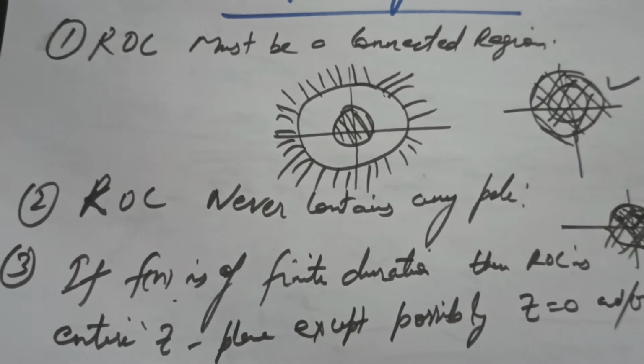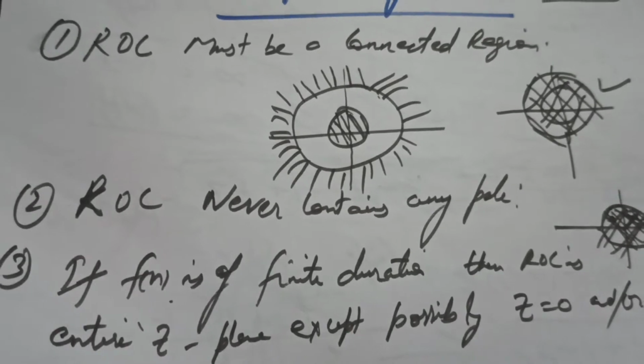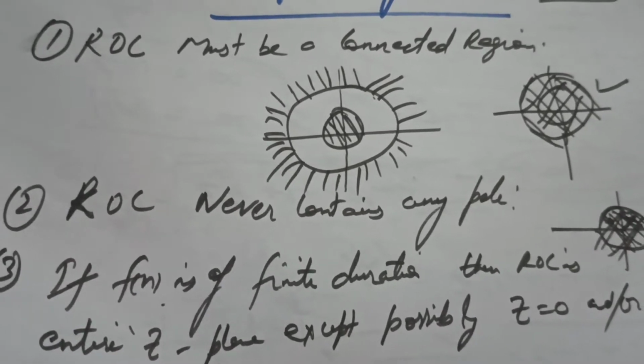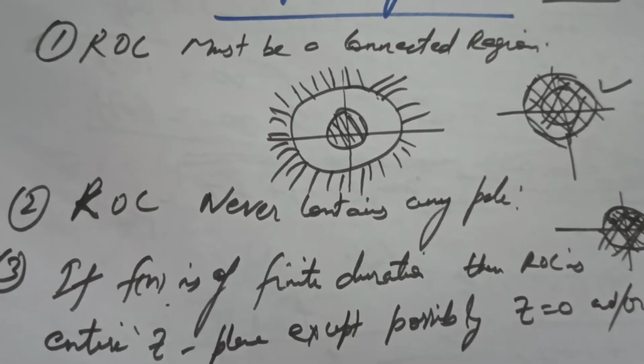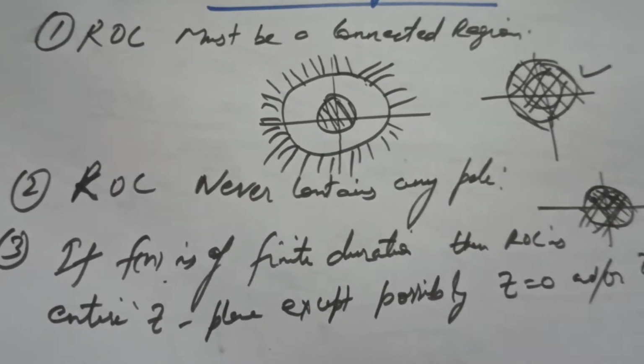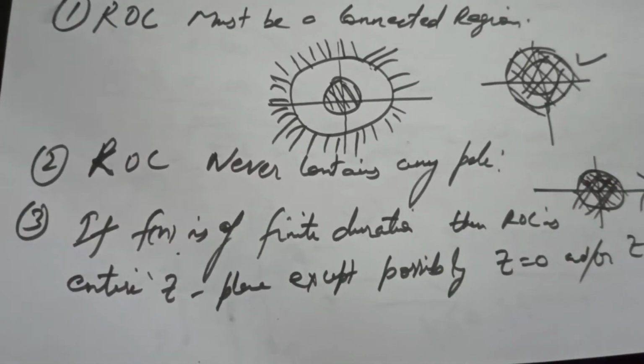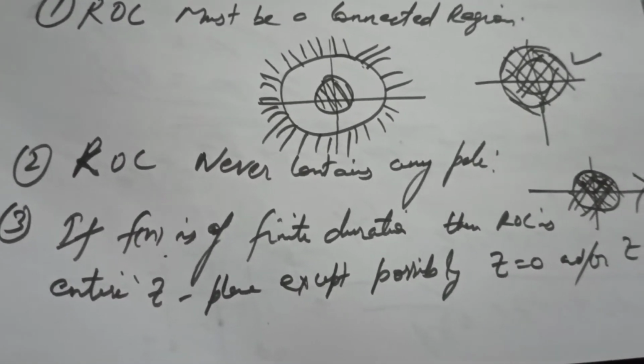The second important property of an ROC is that ROC never contains any pole. This has to be very clear, that the region of convergence never contains any pole. There wouldn't be any pole in the region of convergence. Third part. Now the significance of the statements comes.